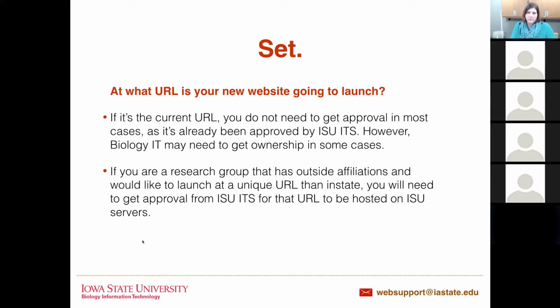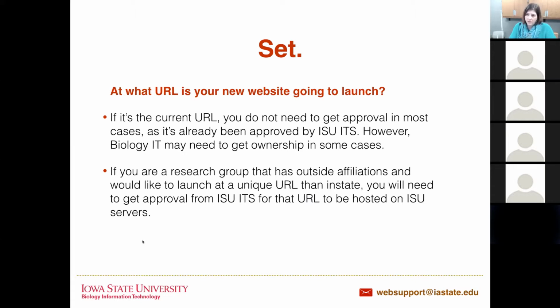If you're a research group, some research groups have the ability to have a URL that might be a little different than .iastate.edu, those are special circumstances. However, if they are a team that does have that approval, then when that site launches, Central Campus, ITS, so marketing may have approved it, ITS also has to approve it so that that URL can be hosted on our ISU servers. So those are things to look out for.